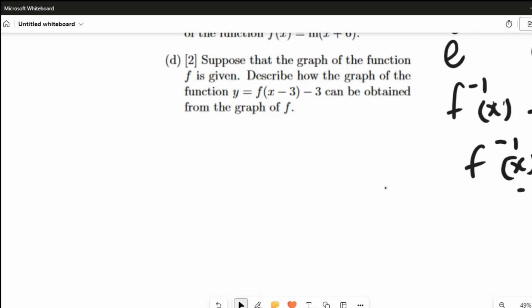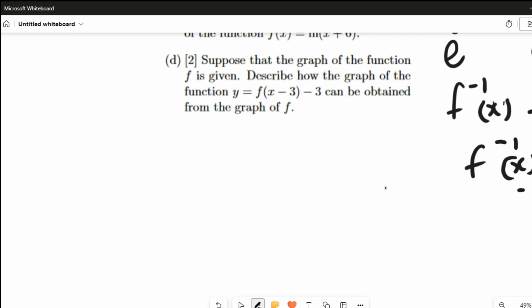Alphabet D says, suppose that a graph of a function f is given. They don't give you the function, but they tell you that it is given. Describe how the graph of the function y, this one, can be obtained from the function f. You are basically going to just say these things, the minus 3 and the minus 3, that is outside, inwards. That's all they want from you. Say it inwards, write it here.